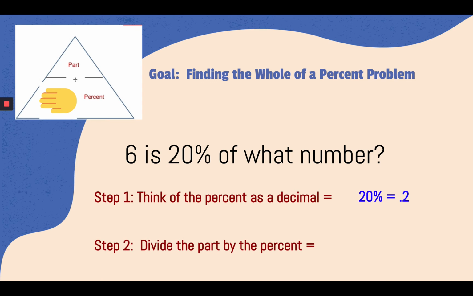Step 2, divide the part by the percent. 6 divided by 0.2 gives you 30, which is the answer. 6 is 20% of 30. It gives you that original amount or that whole amount. It's part divided by percent, and you write the percent as a decimal.